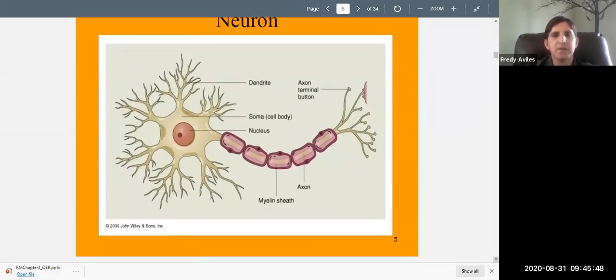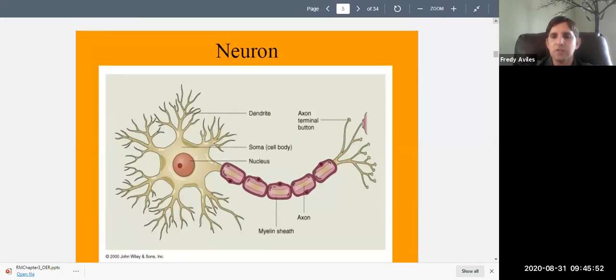Here's an image of a neuron that has all the basic parts. They don't all look this simple.